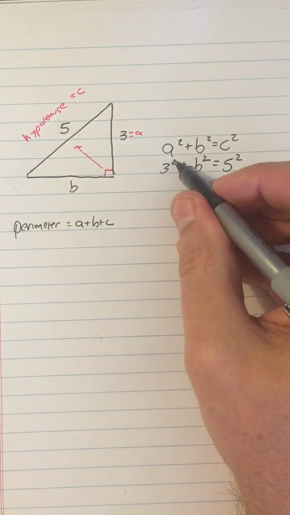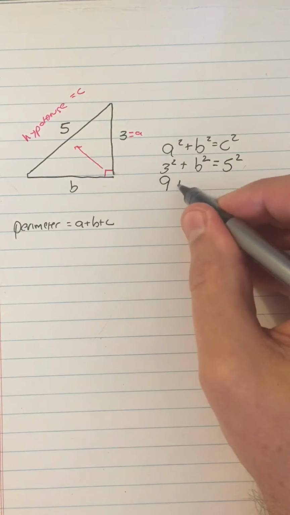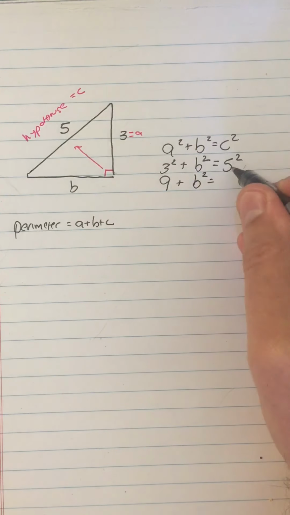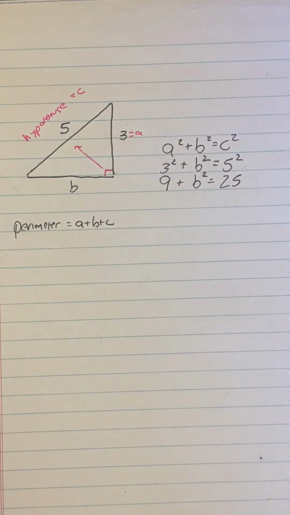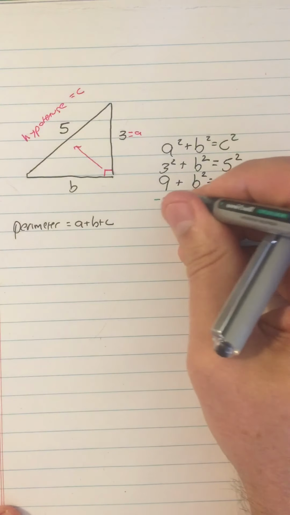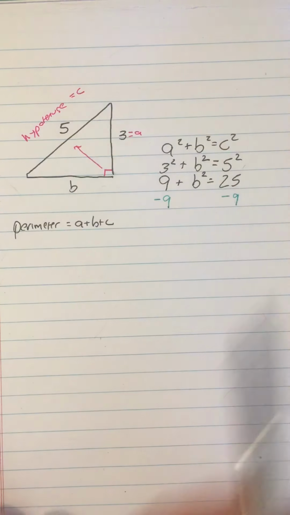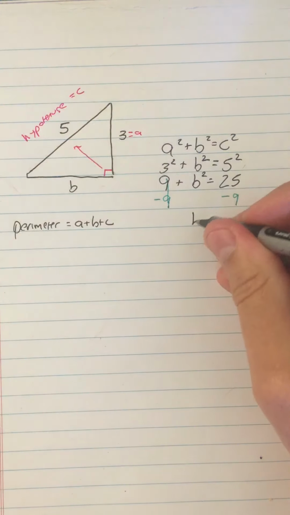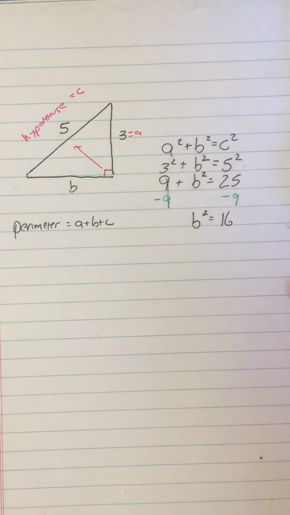All right, so now 3 squared means 3 times 3, so that's 9. And I have plus B squared equals 5 squared, which means 5 times 5, so that's 25. Now, you have an equation to solve here. So we have to go minus 9, minus 9. So then the 9's cancel out, and we're going to have B squared equals 16.